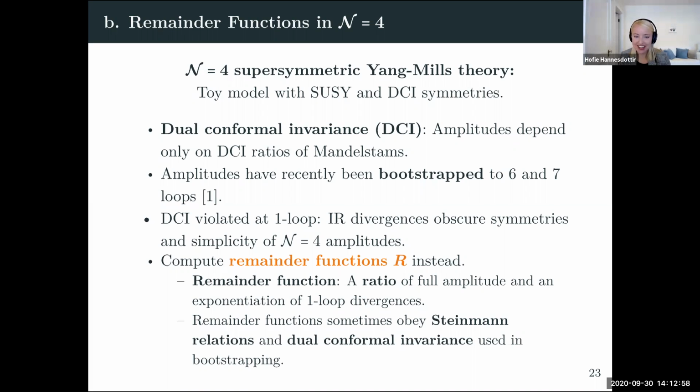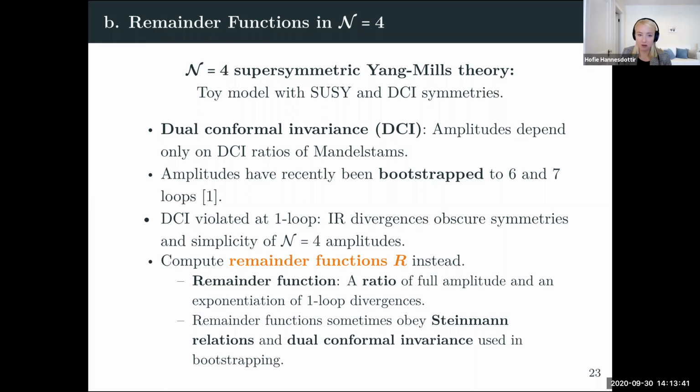I'm not really sure, but I wanted to point out here that if you calculate S matrix elements in N equals 4, then the IR divergences actually obscure the symmetries and simplicity because dual conformal invariance is violated at one loop. And instead, people compute remainder functions that are ratios of the full amplitude and an exponentiation of the one loop divergences. So this is how people use the universality. They exponentiate the one loop divergences and then calculate the remainder functions. And the remainder functions sometimes obey some constraints like the Steinmann relations, or dual conformal invariance, which can help with bootstrapping.